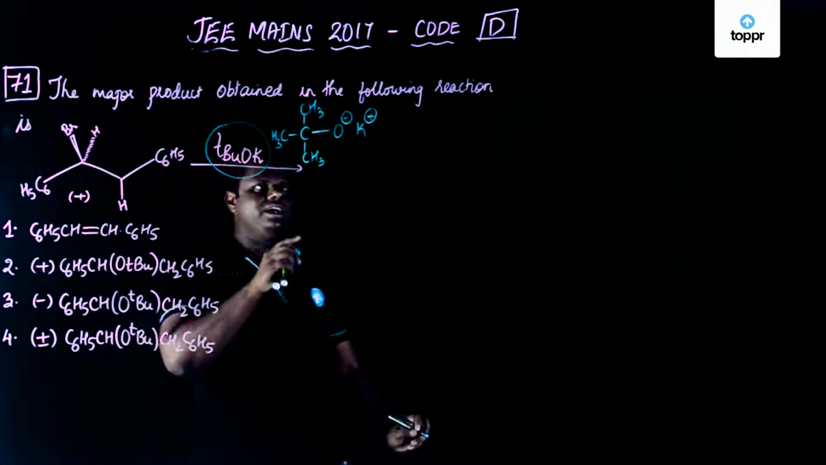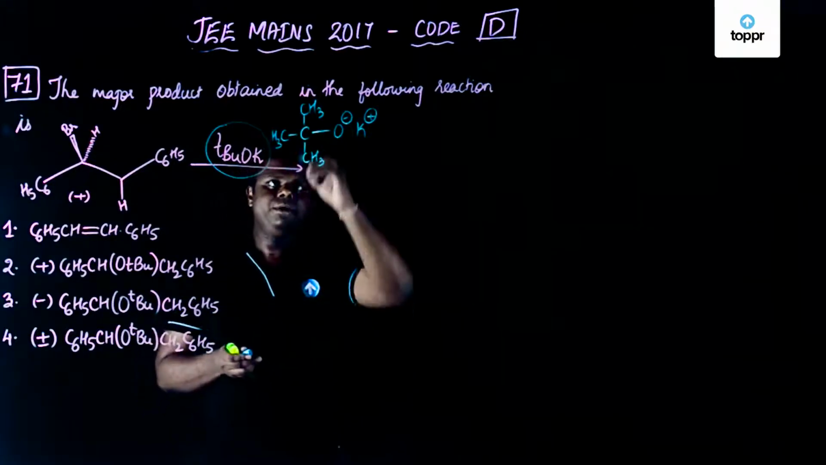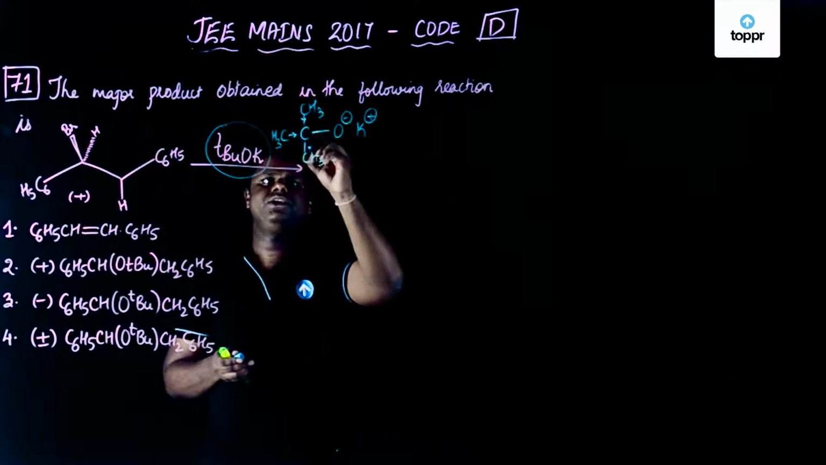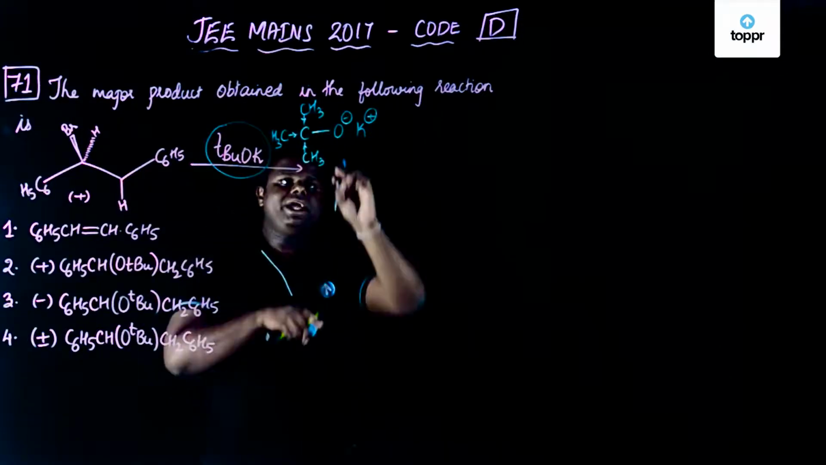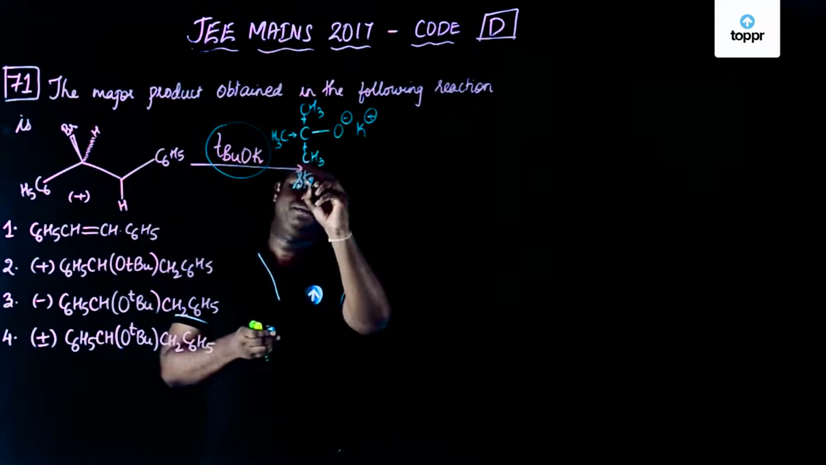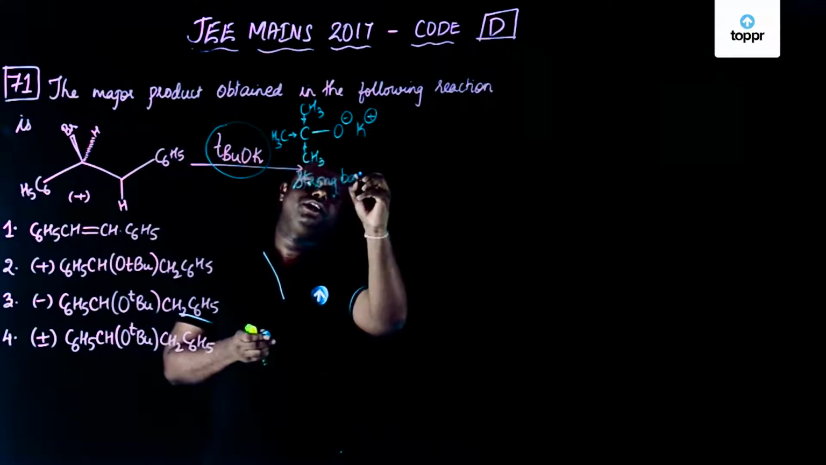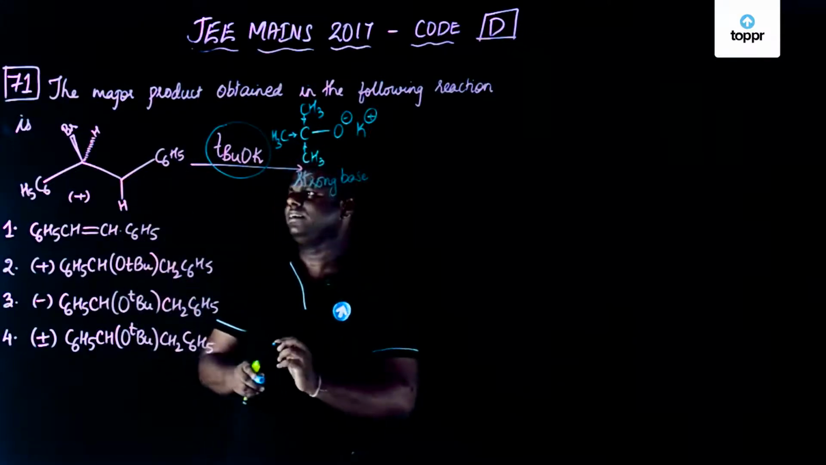This is a very strong base or a nucleophile, because it has 3 +I groups which are donating electrons to the carbon, thereby increasing the negative charge on oxygen. So it's a very strong base. What exactly would be the function of a strong base? The function of a strong base would be to abstract a proton.